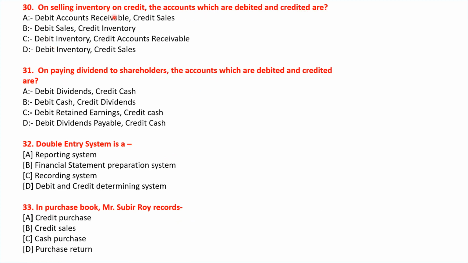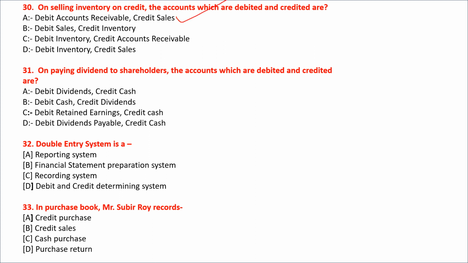On selling inventory on credit, the accounts which are debited and credited are option है debit accounts receivable, credit sales, debit sales, credit inventory, debit and inventory, credit accounts receivable, debit inventory and credit sales. So इसका right answer होगा option A, debit accounts receivable and credit sales.